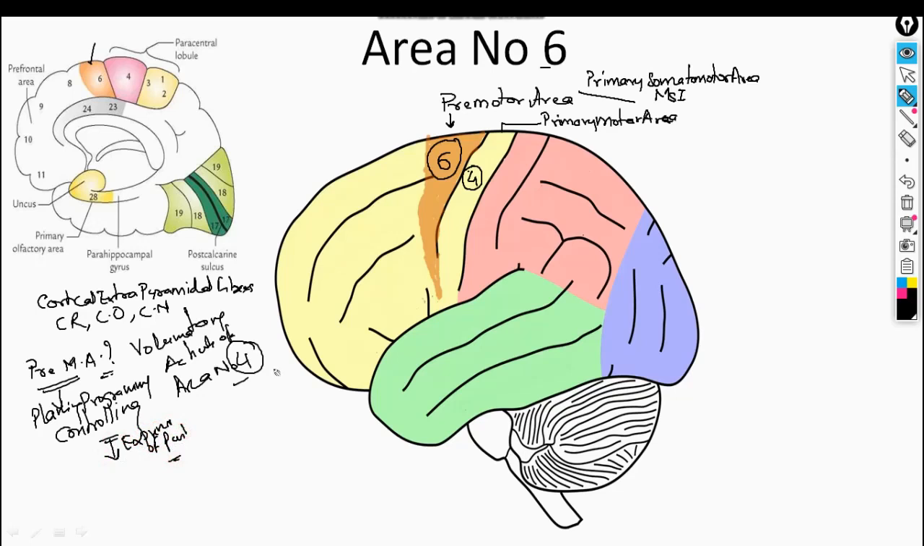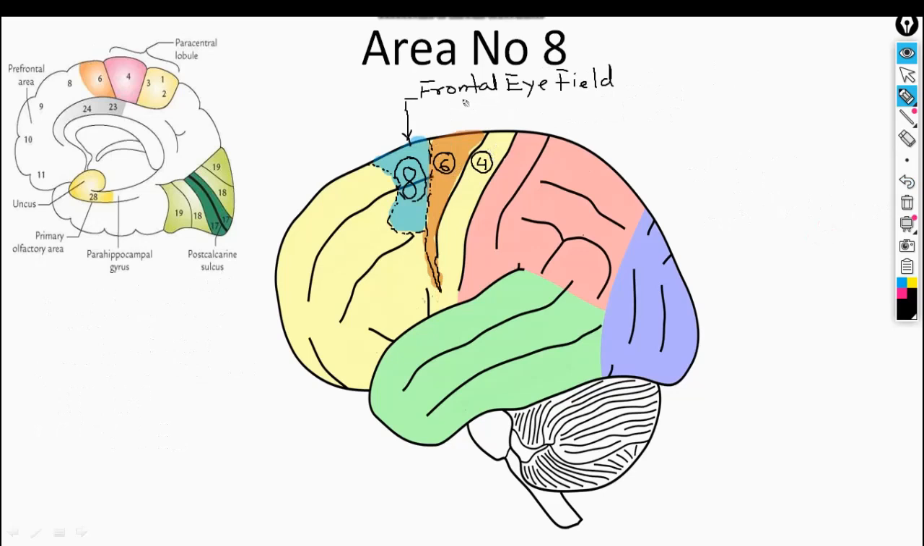Clear? What will be the effect of a lesion? If there is any lesion of this area number 6, what will be its effect? The effect of the lesion will be that area number 4 will fail to perform its activity in a skilled manner. Clear? Am I clear?